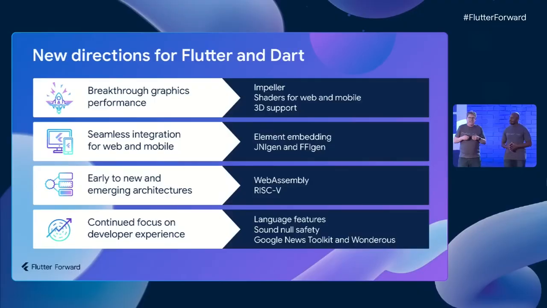So as we talk a little bit about the kinds of things that we're working on, I want to just summarize the four themes that we talked about earlier on. We talked about the really high-performance graphics. We talked about how we're working on expanding Flutter to different directions. We've talked about new architectures that we're supporting. We've talked about how we integrate seamlessly between web and mobile. And we've talked about our focus on the developer experience. And so this slide kind of summarizes all of the different things that we've been working on.